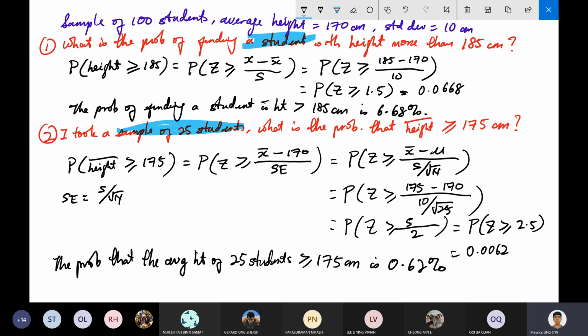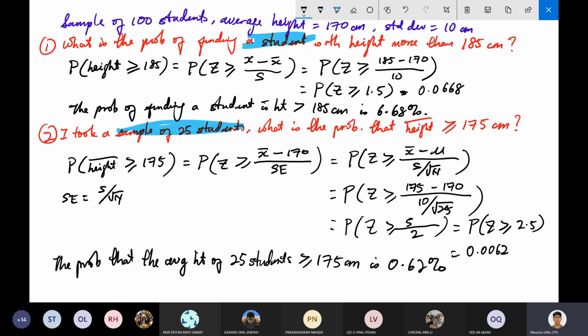Remember, we are talking about one student here. There, we are talking about a sample of students, a group of students. What is the probability of the average height versus what is the probability of a student having the height of something? Okay, so this is a very important thing.